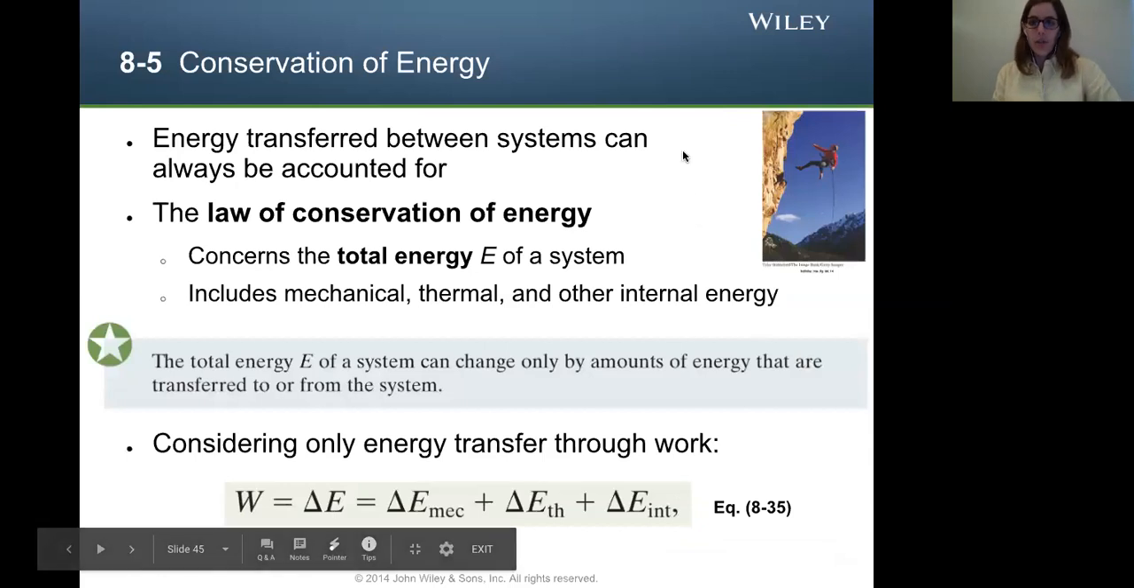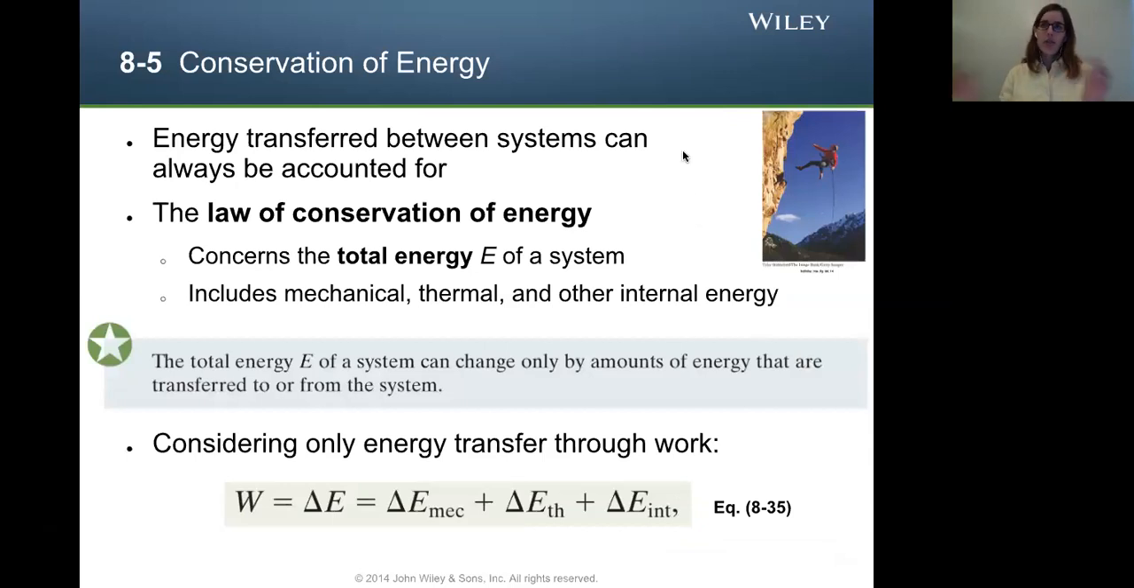And this brings us to the idea that energy transfer between systems can always be accounted for. It's not going to just sort of vanish like smoke. And this is the law of conservation of energy, describing the total energy of the system. So not just the mechanical energy, but all possible forms of energy. So mechanical, thermal, other internal energy.